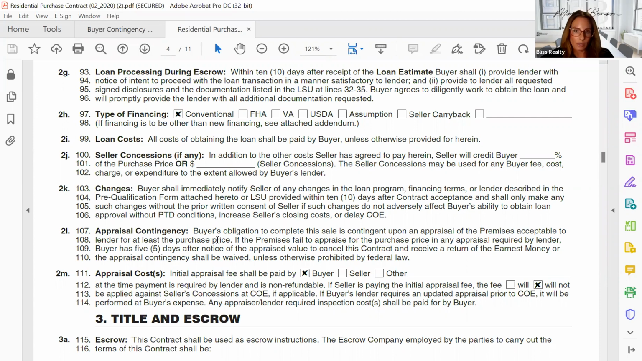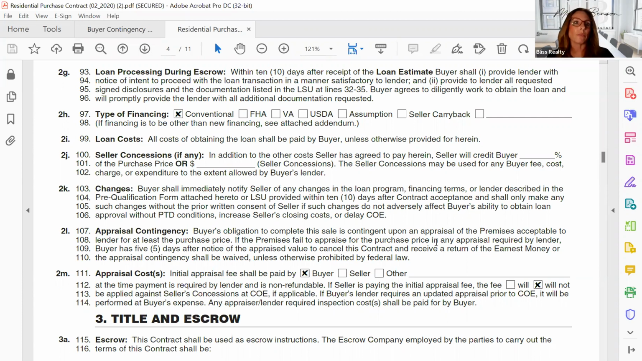Appraisal contingencies. So buyer's obligation is to complete the sale. It's contingent upon appraisal. If the appraisal fails, if it comes in under, if it's over. So if it's over or at, then you just have to let the seller know, or the listing agent, hey, appraisal came in at sales price, we're good to go. If there's no conditions, you let them know that.